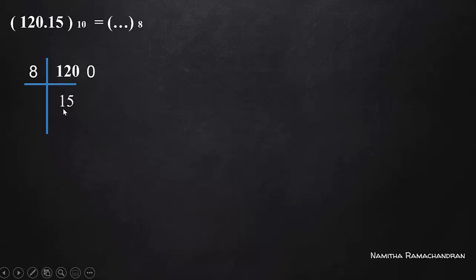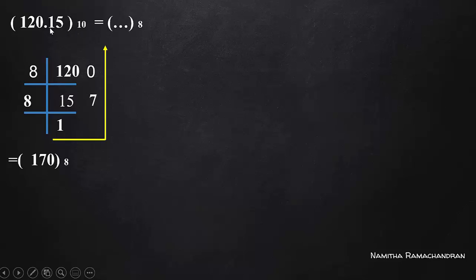Again, this 15 is greater than the divisor 8, so repeat the division by 8, which gives quotient 1 and remainder 7. Now we can stop here. Why? Because the quotient has now become less than the divisor 8. So we arrange these values in this particular order, and the whole part's octal equivalent is 170. But this is not the final answer. We need to consider the fraction also.